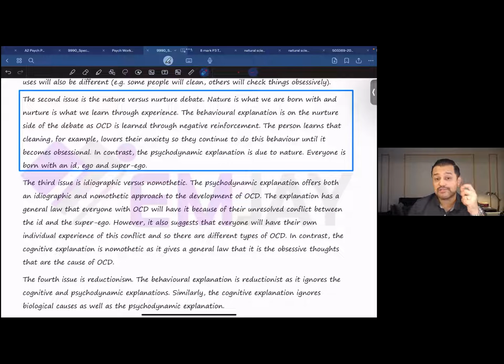The behavioral explanation is on the nurture side of the debate, as OCD is learned through negative reinforcement. The person learns that cleaning, for example, lowers anxiety, so they continue to do this behavior until it becomes obsessional. In contrast, the psychodynamic explanation is due to nature. Everyone is born with an id, ego, and a superego.